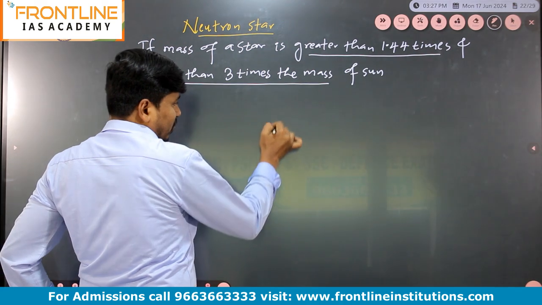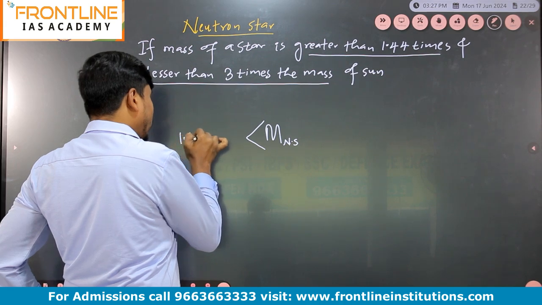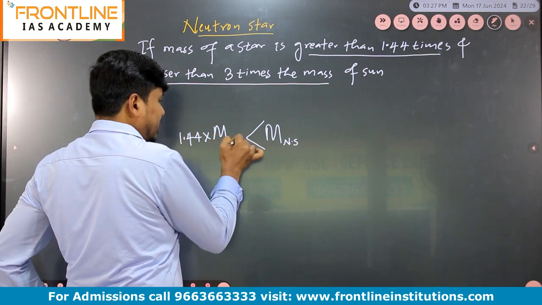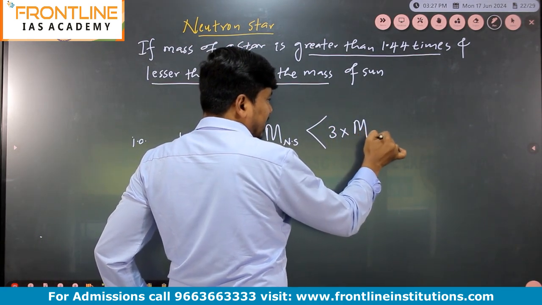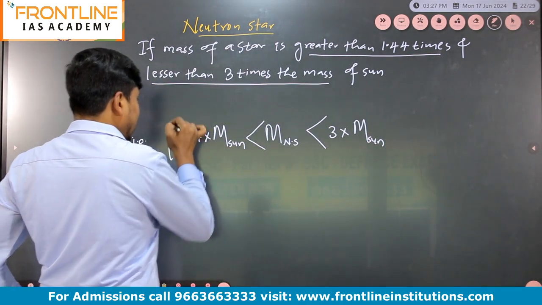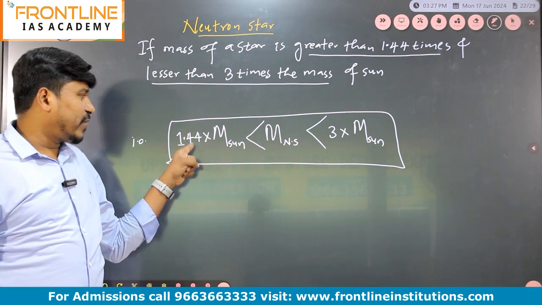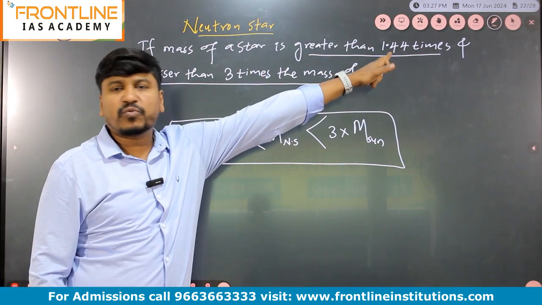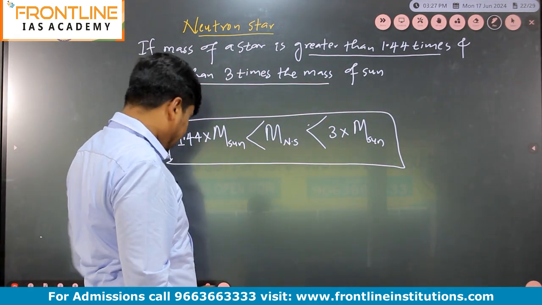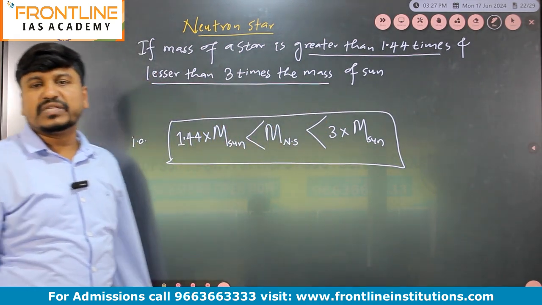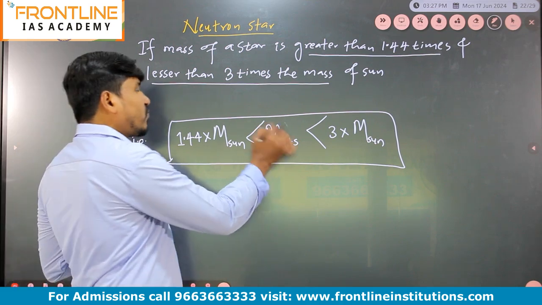The mass of a neutron star should be greater than 1.44 times the mass of the sun, and should be less than 3 times the mass of the sun. So this is the equation for neutron star. Very important. This symbol shows lesser than, so less than 3 times the mass of the sun, and greater than 1.44 times the mass of the sun. Such a star we call a neutron star.